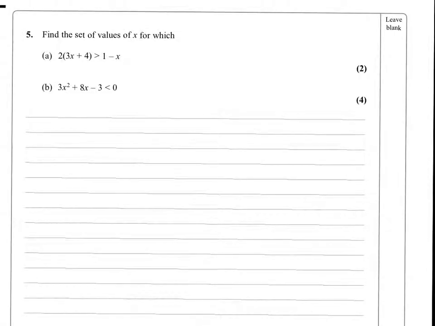Okay, question 5. A set of values. You have got inequalities here. Oh my word, inequalities. This one is a linear one. Linear means you're just going to work out a value. It's only worth 2 marks. However, look at part B, please. Part B is worth 4 marks. This is a quadratic inequality.